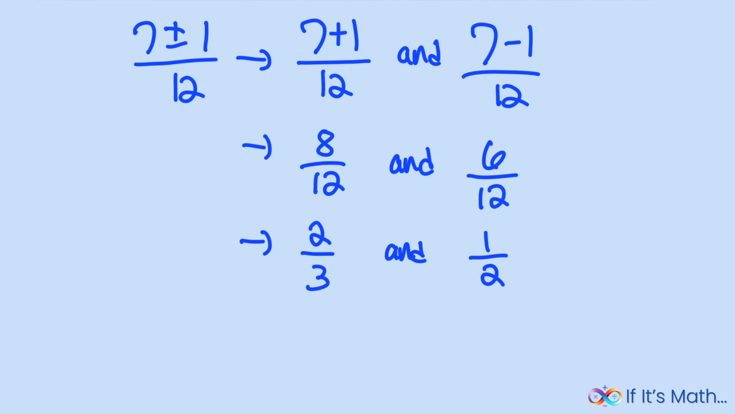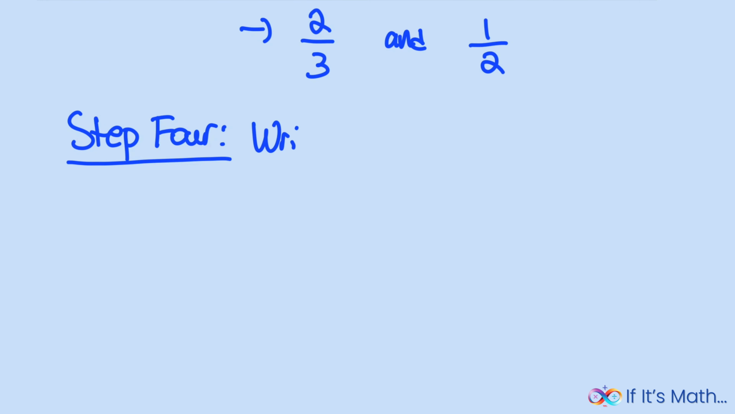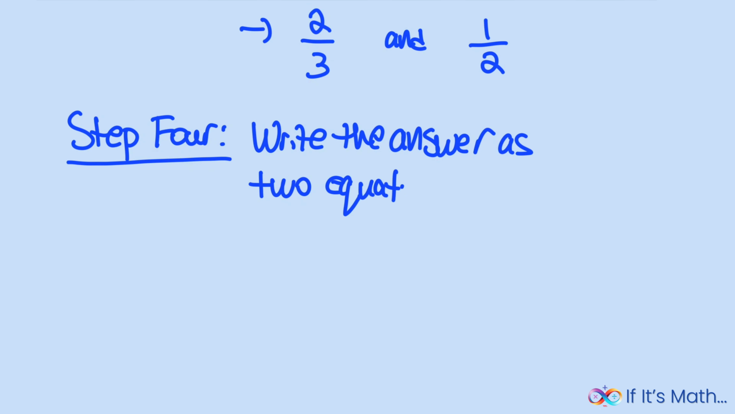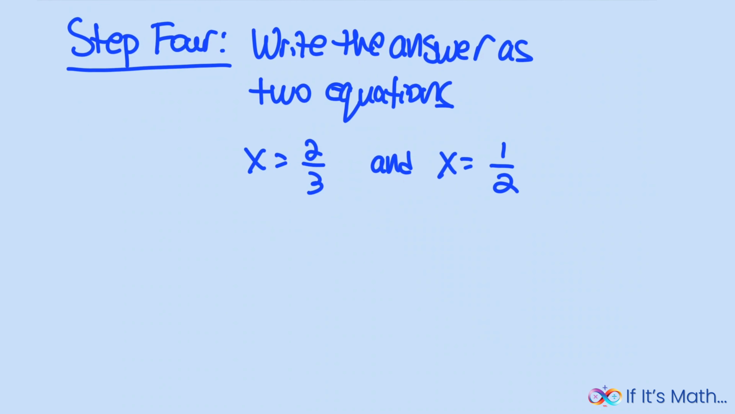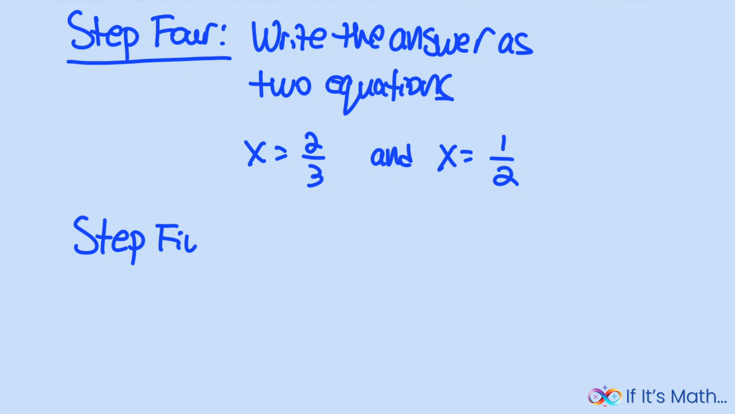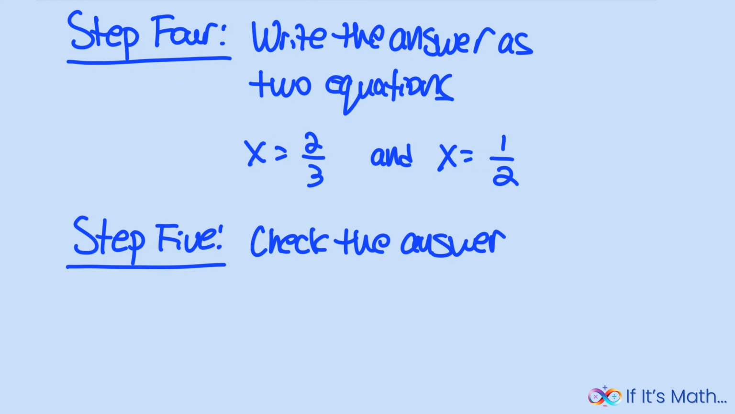Okay, so this one's going to be a little more complicated to do that final important step of checking. So before we get there, let's write our answers out as 2 equations. So we have x equals 2/3 and x equals 1/2. Okay, you ready for some fraction work? Let's do step 5. So we're going to check these 2 answers.